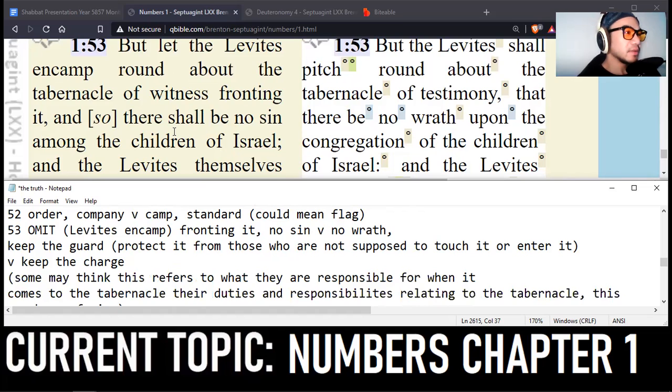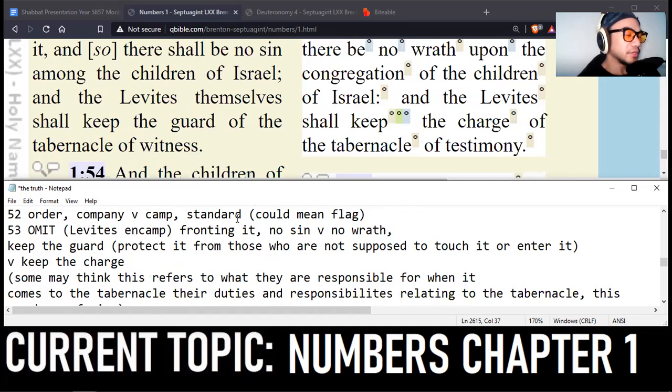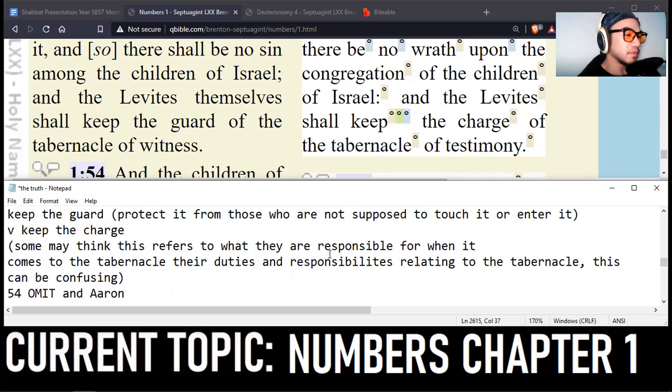"Keep the guard." It says here, keep the guard, which would mean to protect it from those who are not supposed to touch it or enter it, versus "keep the charge." So some may think this could refer to the things the Levites are responsible for, specifically when it comes to the tabernacle, such as their duties and responsibilities as relating to the tabernacle. And this can be confusing.